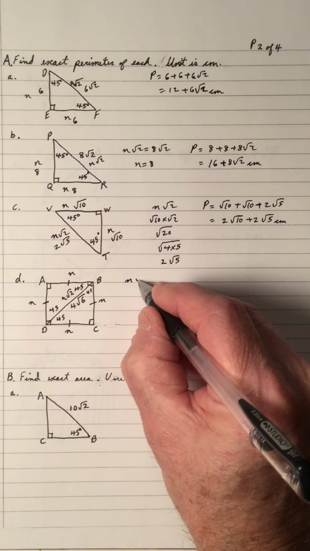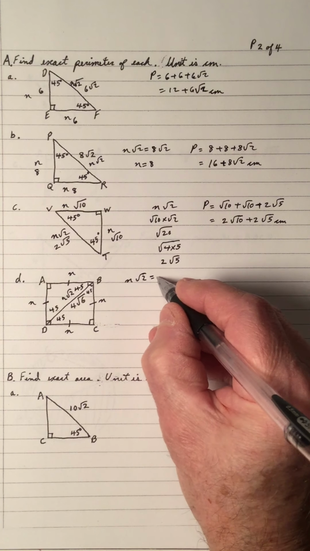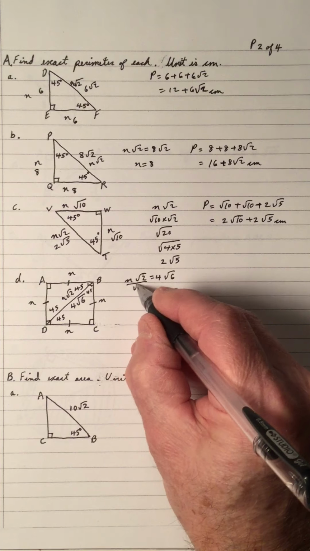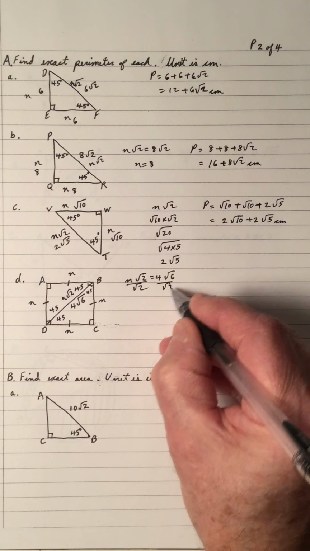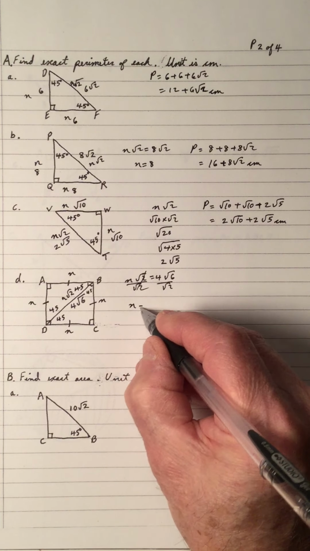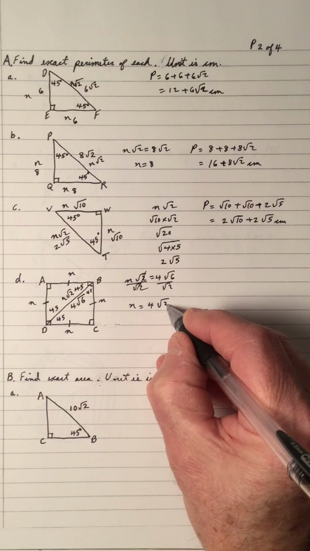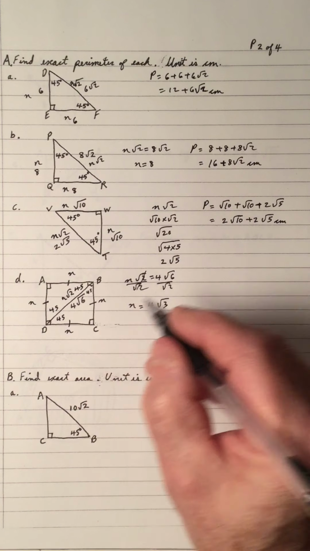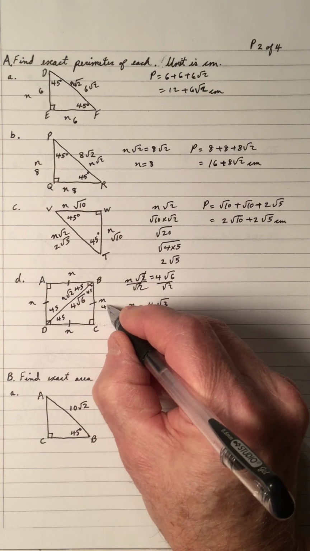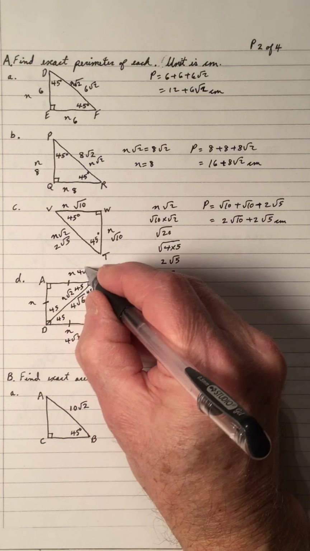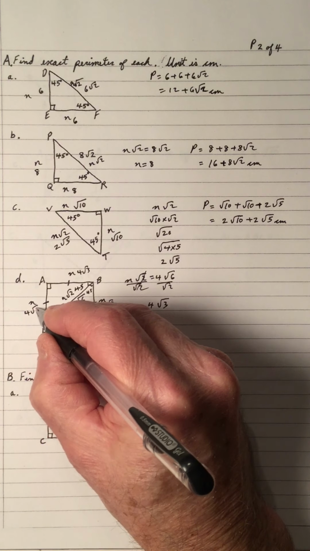So that means n root 2 is equal to 4 root 6. So we divide by root 2. Root 2 cancels. n is equal to 4 root 6 divided by root 2, which is root 3. And so n is 4 root 3 every side. And just write that in.